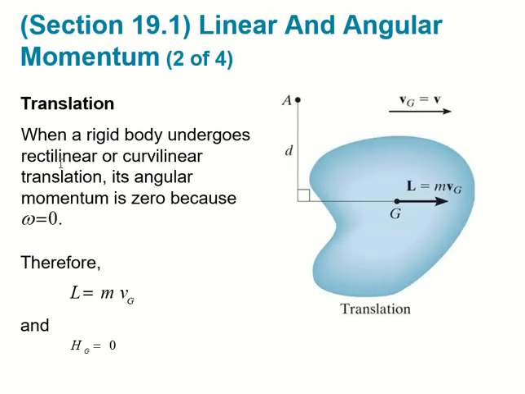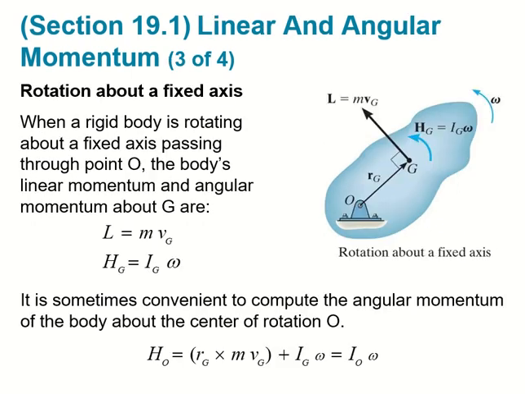Translation, rectilinear and curvilinear translation. And your angular momentum is 0 at that time. So when the body is in translation motion, either rectilinear or curvilinear, translation is overriding the rotation, so your angular momentum is 0. So we have H is 0, and the linear momentum is m v_G for this body right here.